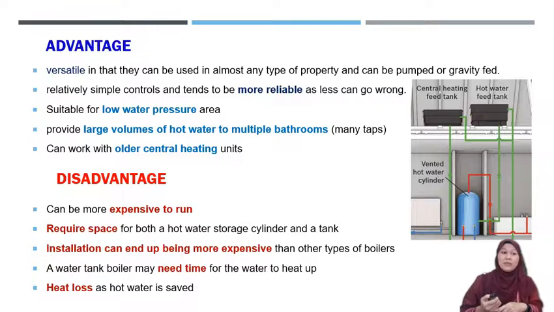And then the water tank boiler, okay, they need time to heat up. Okay, so maybe if they have used all the hot water, they need some time to heat up the water inside the tank. Okay, and since they store the hot water, heat loss will occur. So maybe the temperature of the hot water will reduce slowly, but usually they have an insulated hot water cylinder. Okay, if you can see the picture, they have 2 tanks here. Okay, and 1 cylinder for the hot water storage.